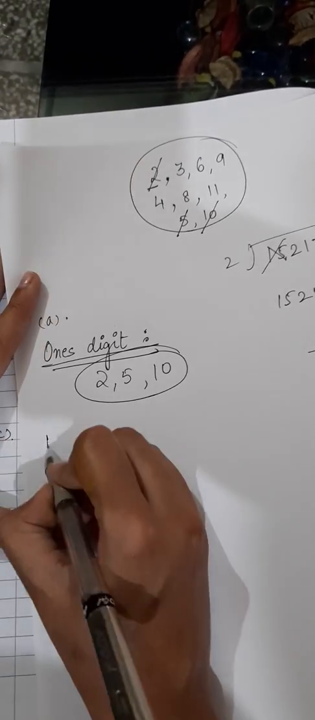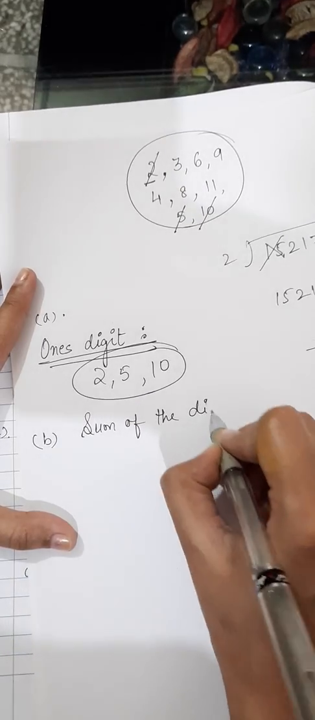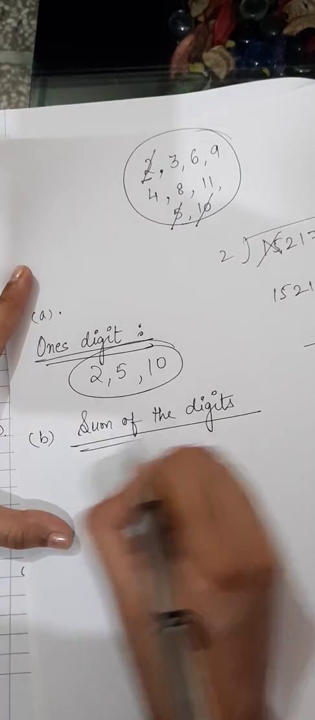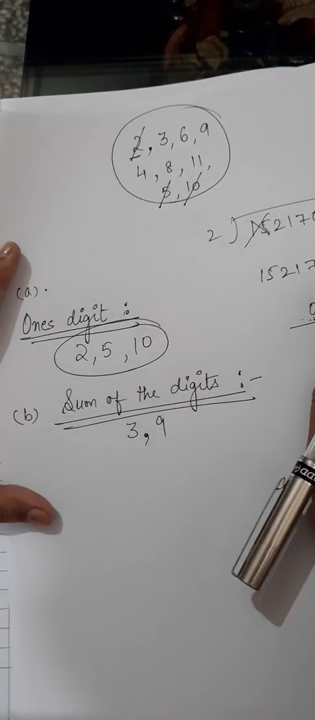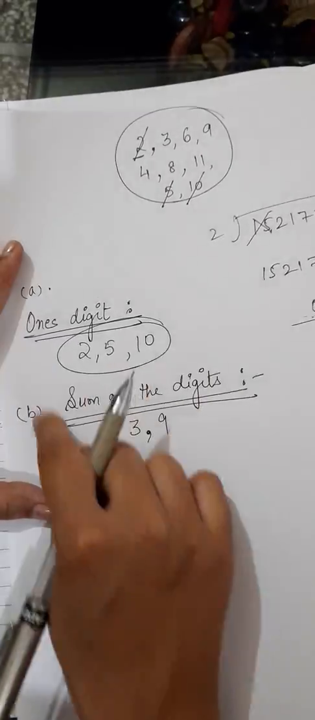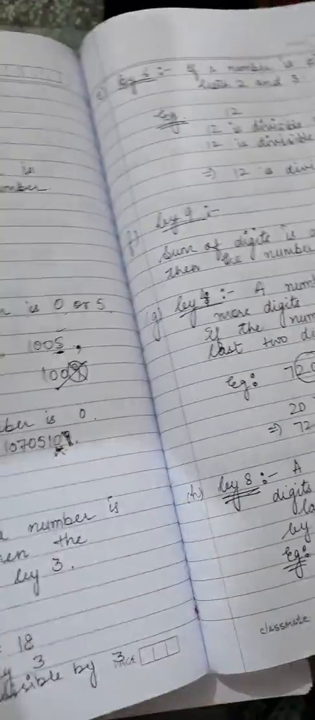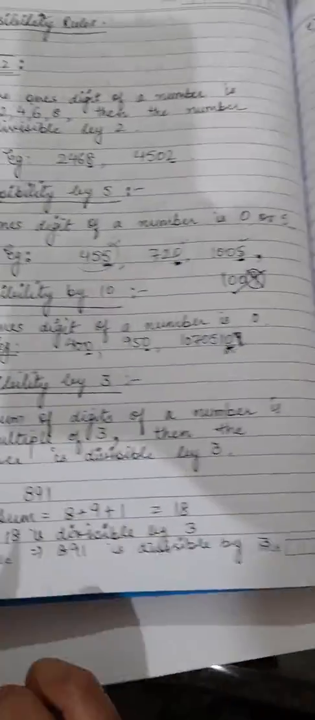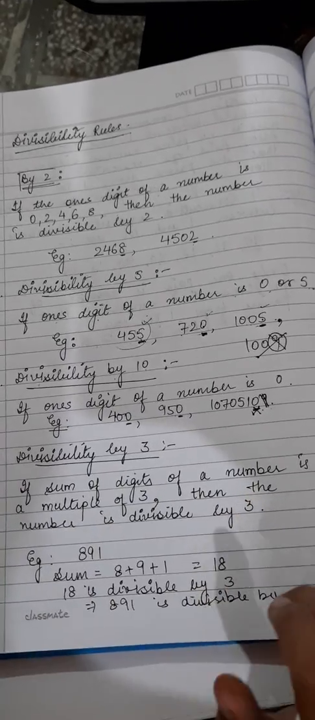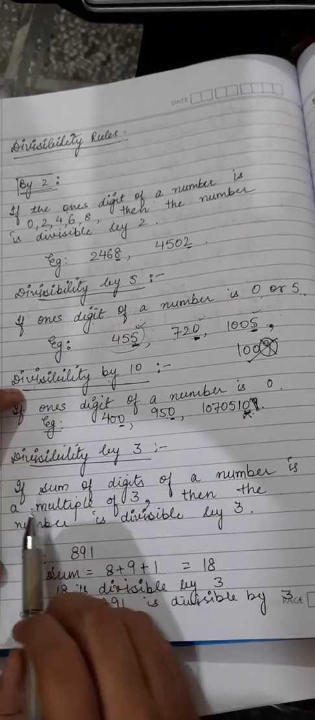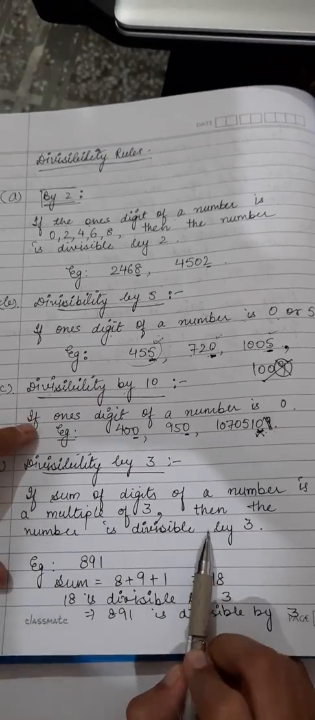Second is, you have to check the sum of the digits. And that is the rule of 3 and 9. Now, what is the meaning of this? Let us see. The next is the divisibility rule by 3. Let me firstly read it out and then I am going to explain it. If the sum of digits of a number is a multiple of 3, then the number is divisible by 3.